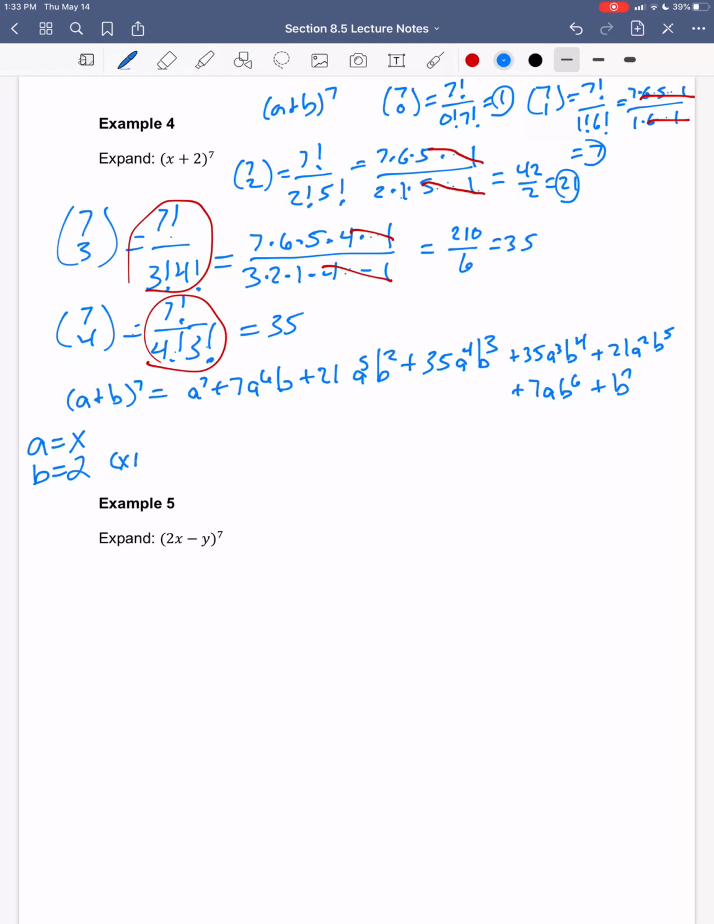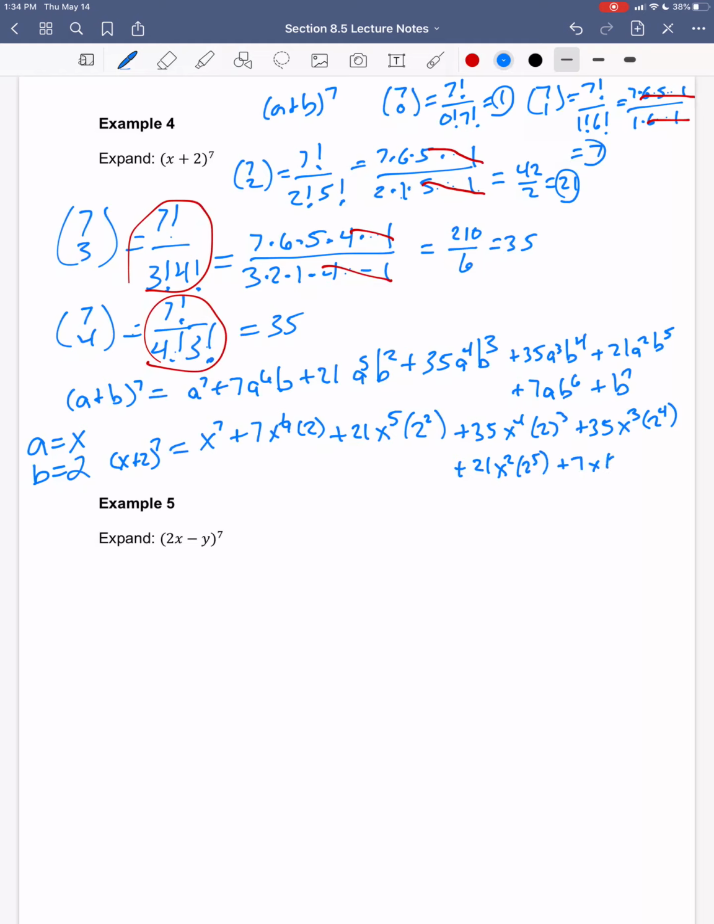So x plus 2 to the 7th, that's going to be x to the 7th plus 7x to the 6th times 2 plus 21x to the 5th times 2 squared plus 35x to the 4th times 2 cubed plus 35x to the 3rd times 2 to the 4th, running out of room here, plus 21x squared times 2 to the 5th plus 7x times 2 to the 6th plus 2 to the 7th.